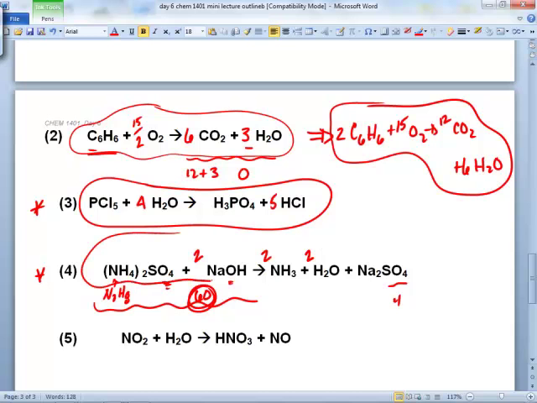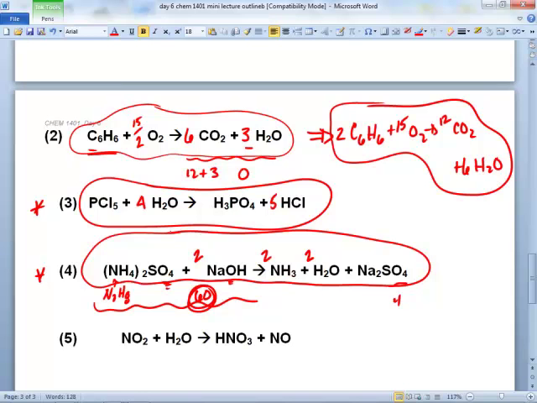So you should have a 1 in front of the ammonium sulfate, 2 in front of the sodium hydroxide, 2 in front of the nitrogen trihydride, 2 in front of the dihydrogen monoxide, and a 1 in front of the sodium sulfate. 1 left.